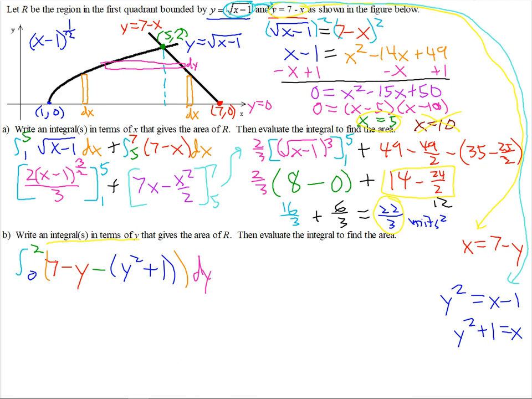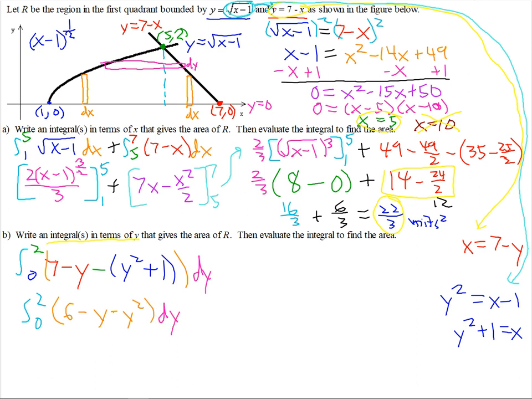Alright, then we can simplify it just a little bit here. So the integral from 0 to 2, you can just combine your like terms. So we have a 7, and this becomes minus 1, gives you 6 minus y, and this becomes negative y squared dy.